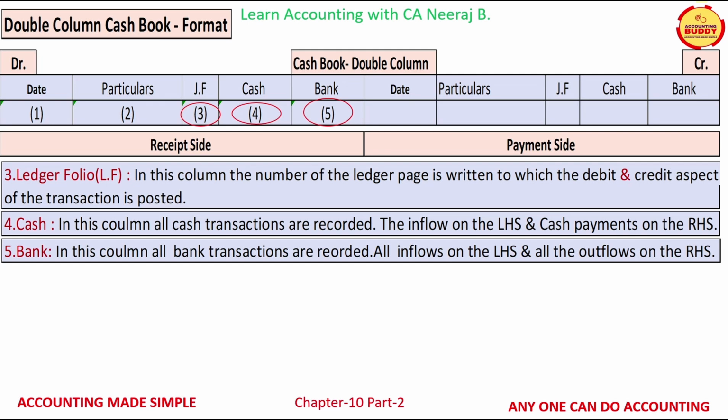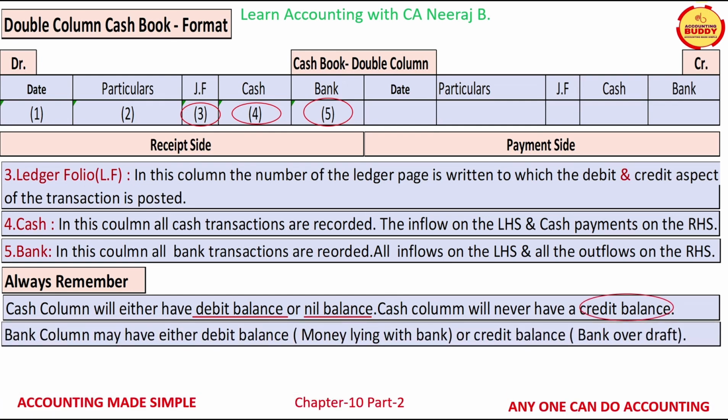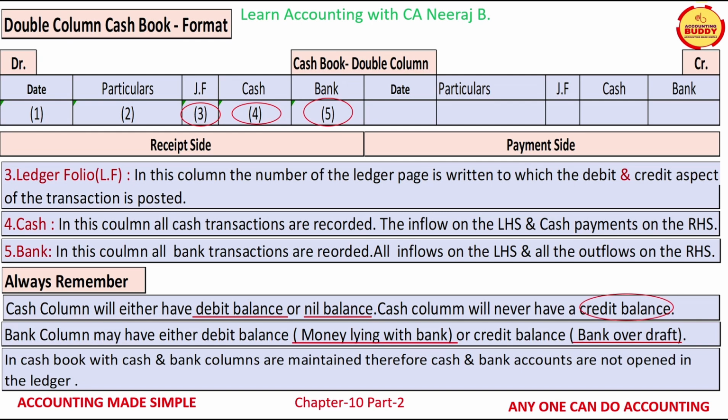All bank inflows or transactions which increase the bank balance are recorded on the left hand debit side, while all the outflows or the transactions which reduce the bank balance are recorded on the right hand credit side. For double column cash book, always remember cash column will either have debit balance or nil balance. Cash column will never have a credit balance. Bank column may have either debit balance, that is the money lying with the bank, or credit balance, that is the bank overdraft. In cash book, with cash and bank columns maintained, therefore cash and bank accounts are not opened in the ledger.